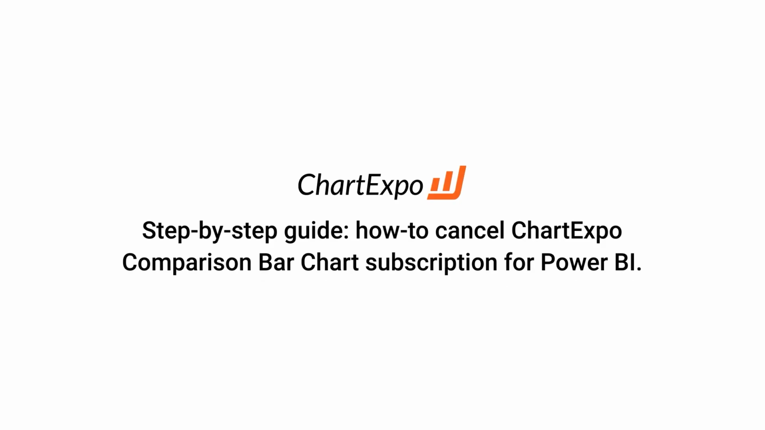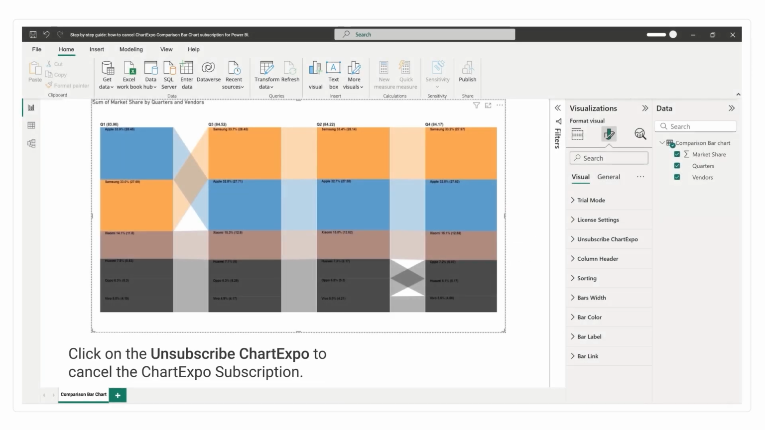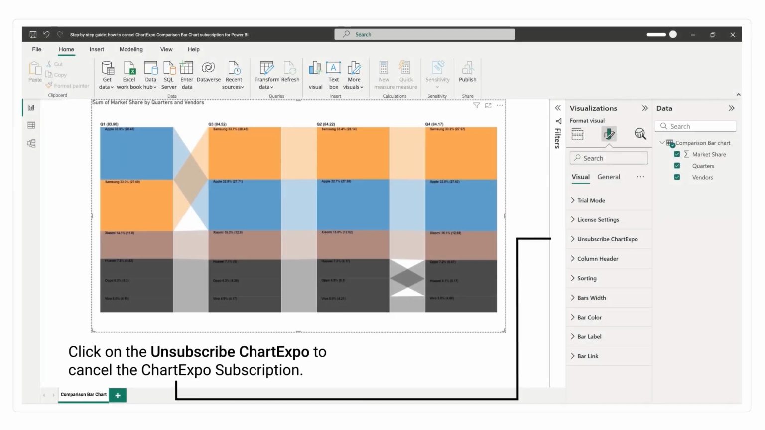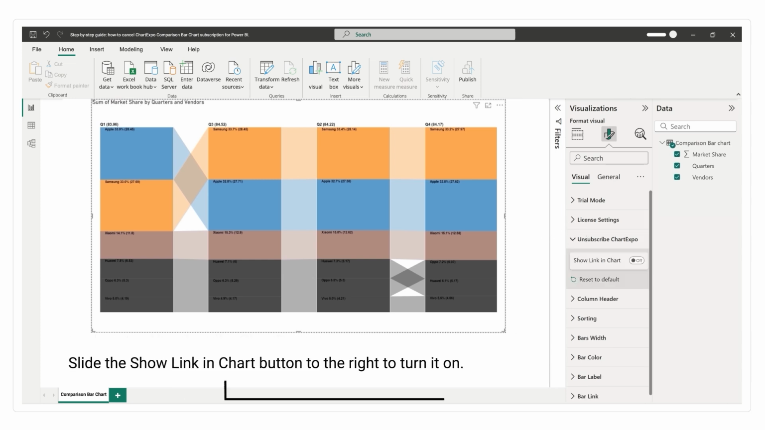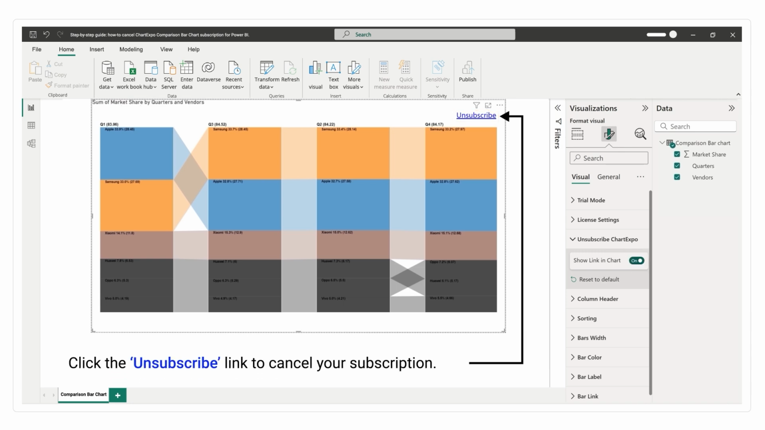Step-by-step guide, how to cancel ChartExpo Comparison Bar Chart subscription for Power BI. Click on the Unsubscribe ChartExpo to cancel the ChartExpo subscription. Slide the Show Link in Chart button to the right to turn it on. Click the Unsubscribe link to cancel your subscription.